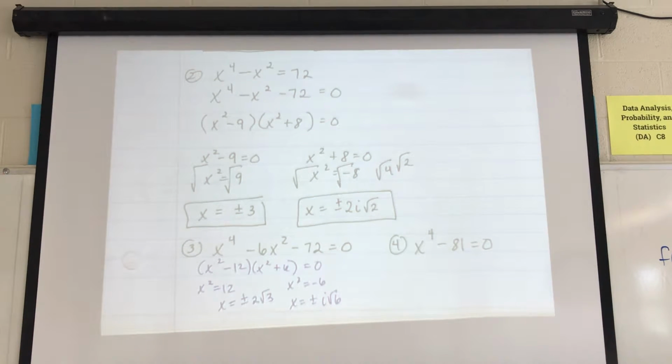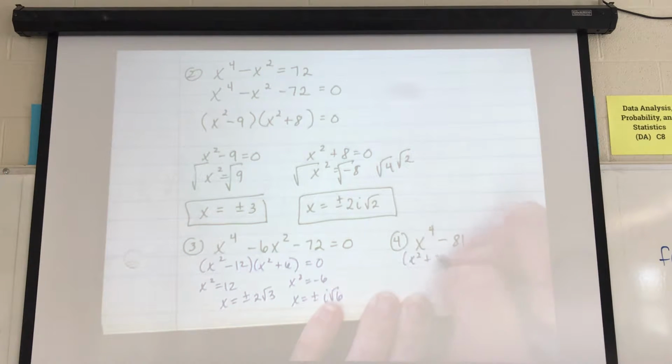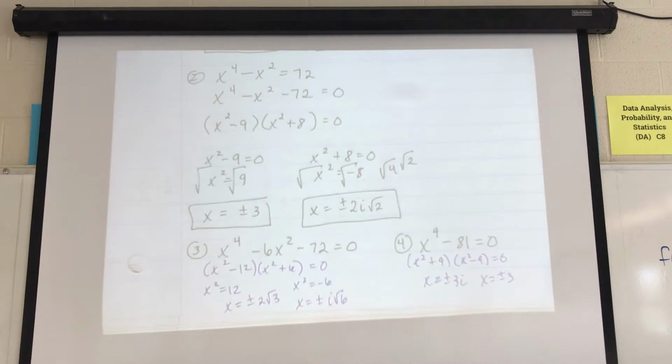Alrighty, so number 3 should be positive and negative 2 radical 3, and then positive negative i radical 6, and then one more of these guys. So this is x squared plus 9 and x squared minus 9. So here you're going to get plus or minus 3i and plus or minus 3. So far so good.